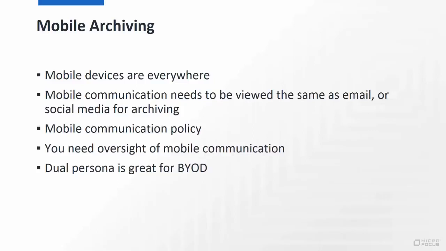And the big important part about mobile communication is that you need to have a policy. This policy needs to dictate what is and is not appropriate for mobile communication. And that policy needs to dictate that you will have oversight, that you will be archiving mobile communication data. So that's something to think about, is that you need to be able to address mobile devices, what's being communicated, and how you can do that.